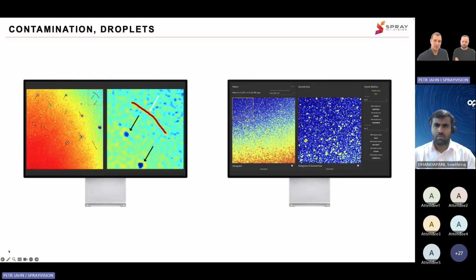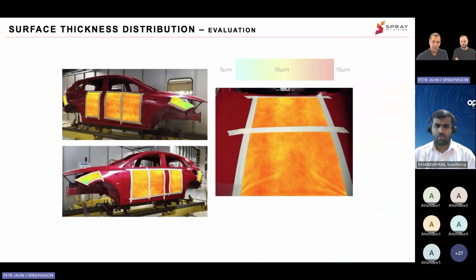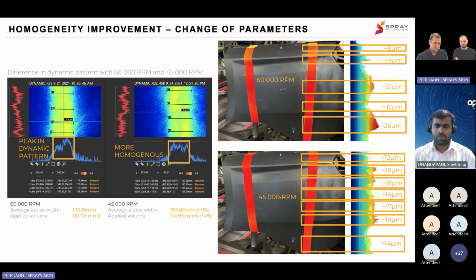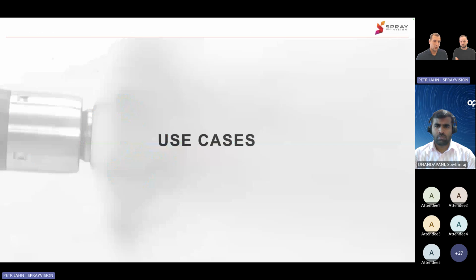What has big impact to the quality is the atomization, and here you are able to also understand how paint is atomized and objectively evaluate it when you are changing parameters, how fine your atomization is for that setup. So those were slides for the surface thickness distribution and the slides having impact on the quality of the coating.